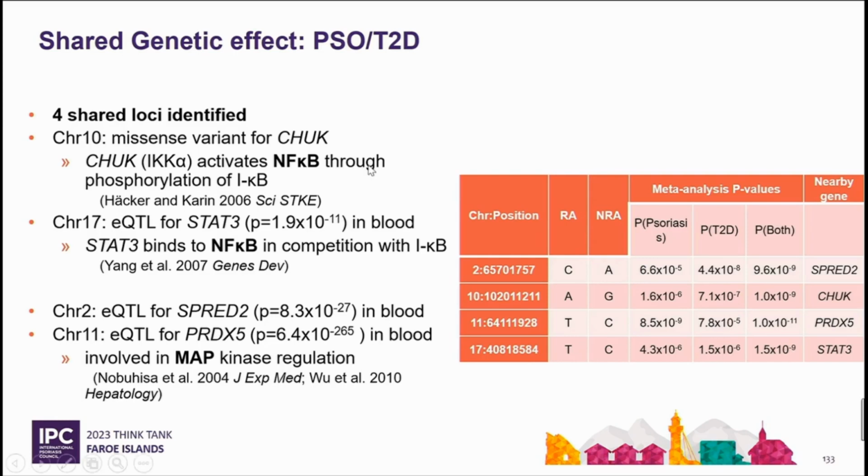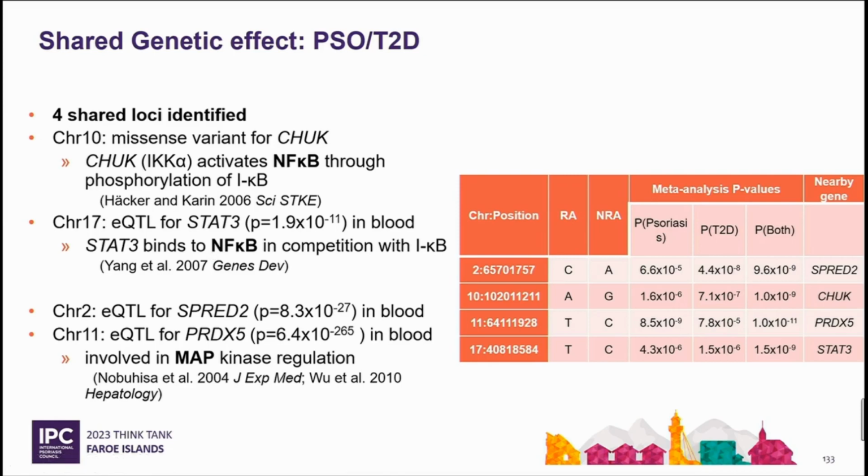Okay, one of them in here is actually a missense mutation for the CHUK gene that activates NF-κB, and the rest actually play regulatory roles, similar to many of those complex traits that play a role in gene regulation. Okay, and then they are regulating genes like STAT3 that play a role in NF-κB, and also the other 2 genes in MAP kinase.